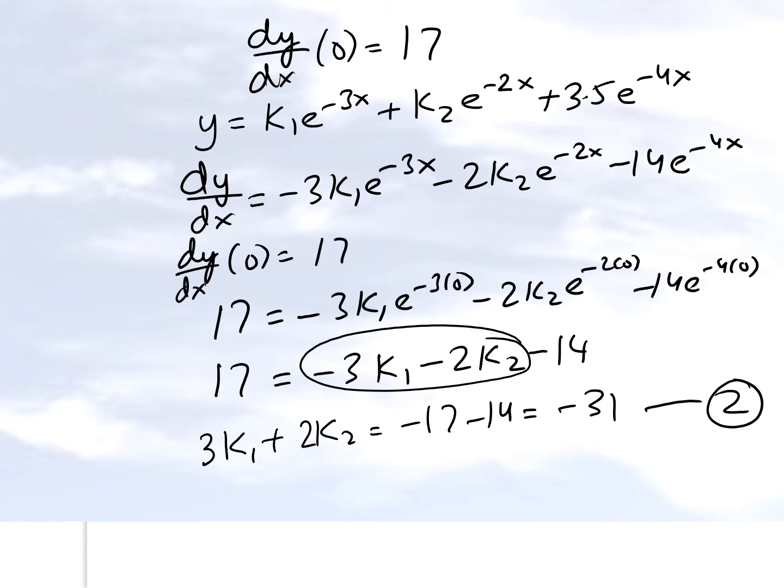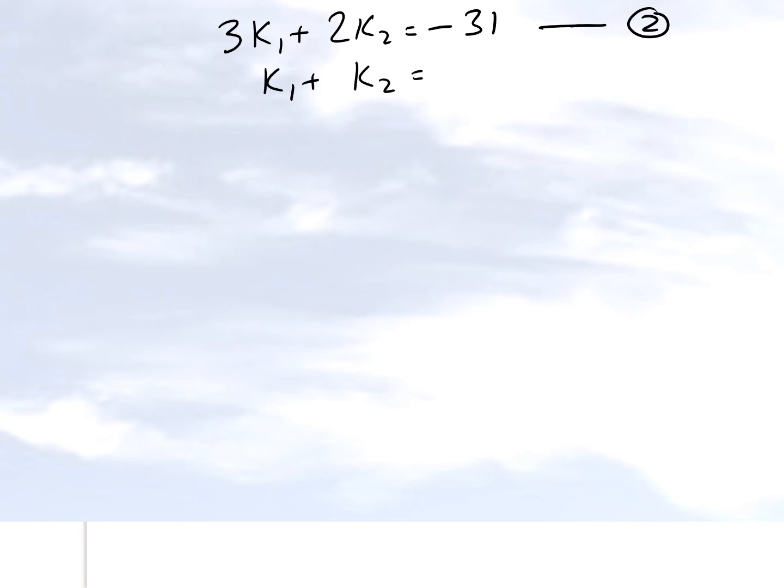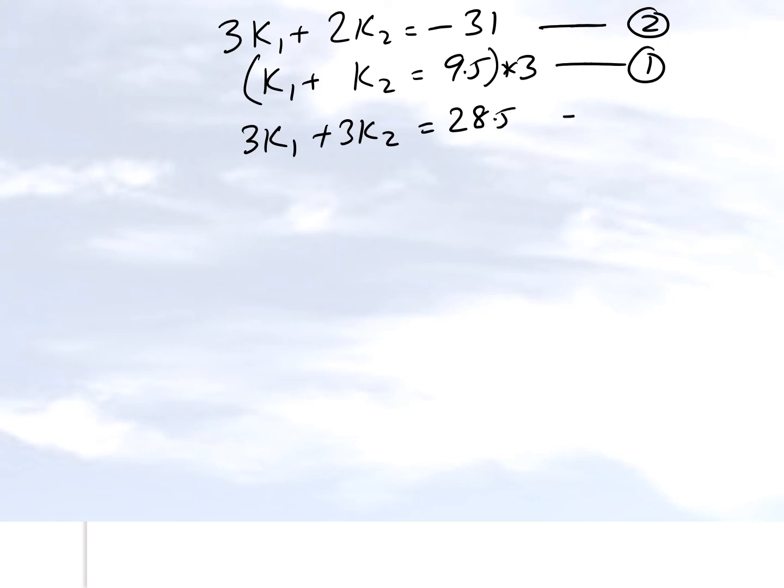So now what we have is two equations, two unknowns in K1 and K2, and we should be able to solve them for those two unknowns. So let's go and see how we're going to do that. We have 3k1 plus 2k2 equal to minus 31. That was our second equation. And the previous equation which we had obtained from the first initial condition was as follows. So what I can do is I can multiply this by 3. So I get 3k1 plus 3k2 equal to 28.5. So let me call it equation 3.